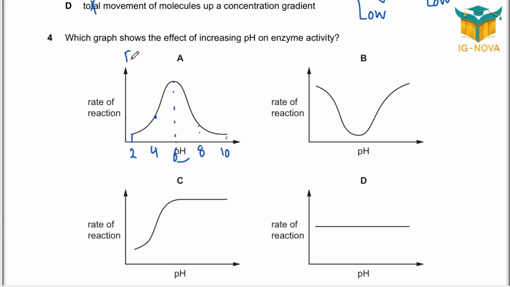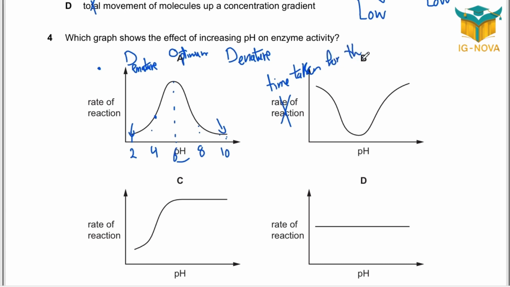And don't forget the technique of DOD, D-O-D: denature, optimum, denature. Extreme pH values cause the enzyme to denature. So apparently option A is accepted, and option B would be correct if you replace rate of reaction here by time taken for the reaction to complete.